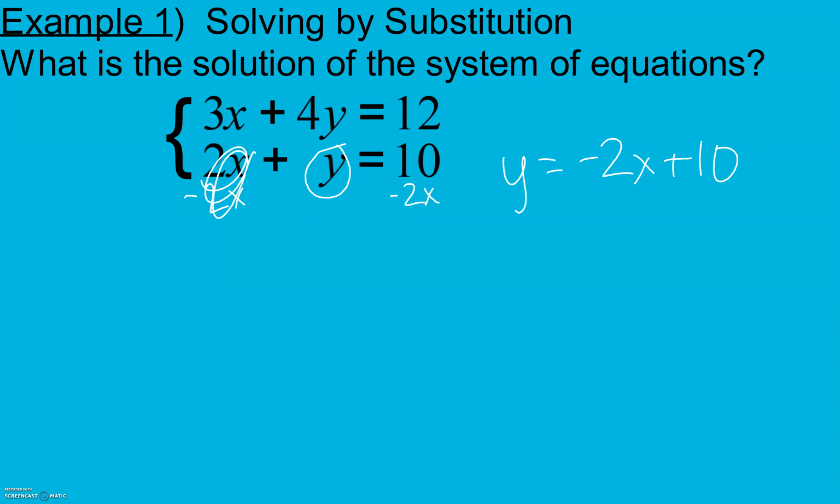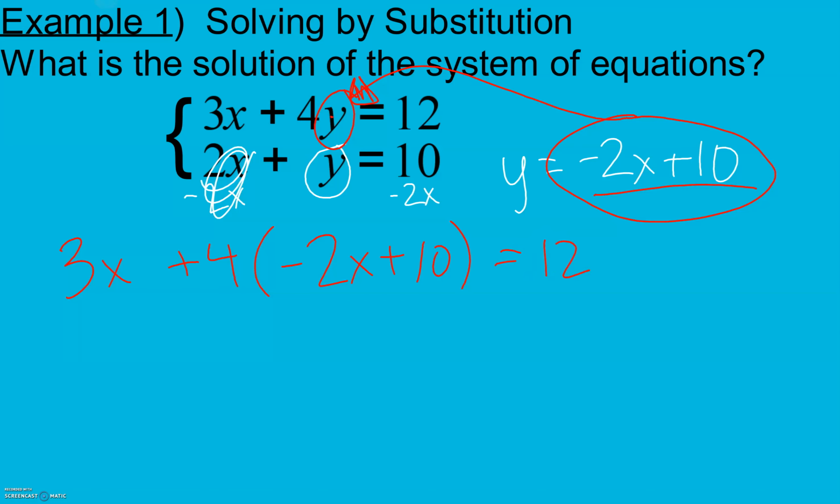Now that I know what y is, I can take that y value and substitute it into my other equation. It has to go into my opposite equation for the variable I solved for. Here I solved for y, so I substitute in for y. I take 3x plus 4, and then instead of putting a y, I put what y equals: negative 2x plus 10 equals 12.